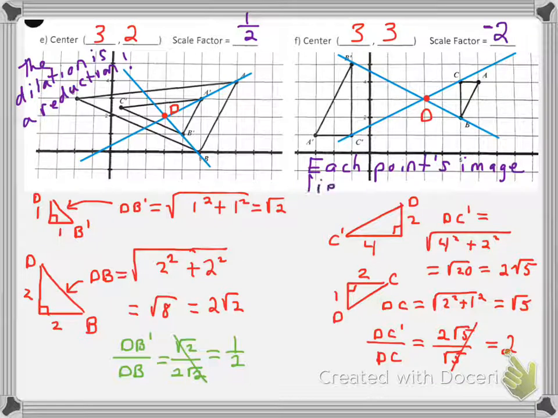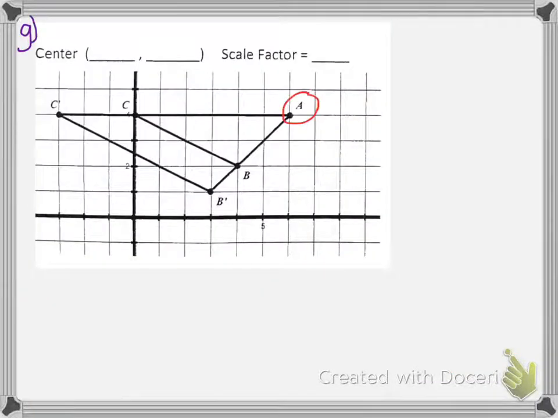Each point's image lies on an opposite ray from our center of dilation. They're not on the same side, and if they're not on the same side from the center of dilation, then it's going to be a negative scale factor. And you can see that it's like you rotated it and then enlarged it, or enlarged it and then rotated it. Either way.